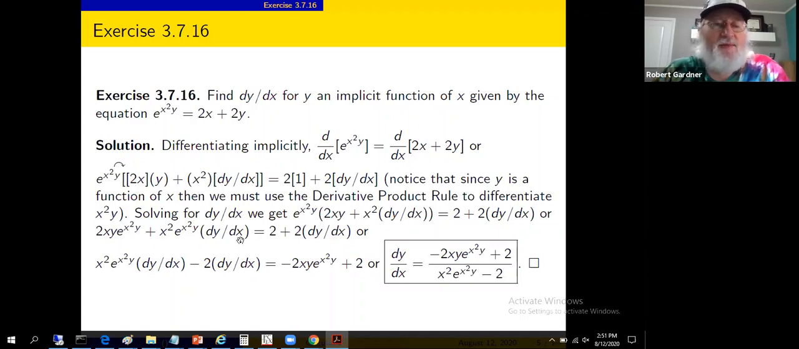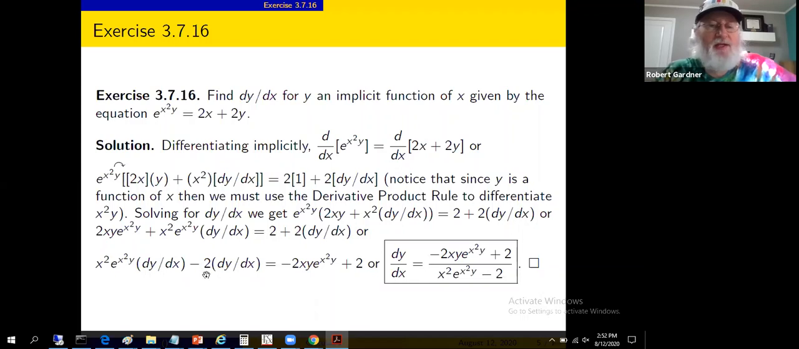This is 2xy times the exponential, plus x squared times the exponential times dy/dx. Right-hand side's in pretty good shape as it is. Let's get all the dy/dx stuff on the left-hand side and all the non-dy/dx stuff on the right-hand side, and then divide. So x squared, the exponential, dy/dx, there that is. Let's bring this dy/dx stuff to the other side. It comes to the other side as a negative. Let's take this stuff, which doesn't have a dy/dx in it, to the right-hand side. There it is, it becomes negative. There's that 2, so everything's accounted for.